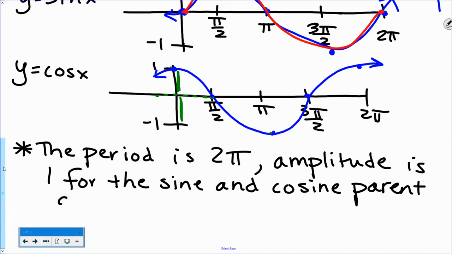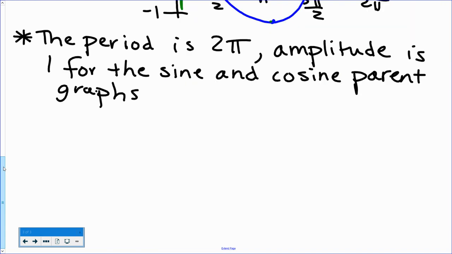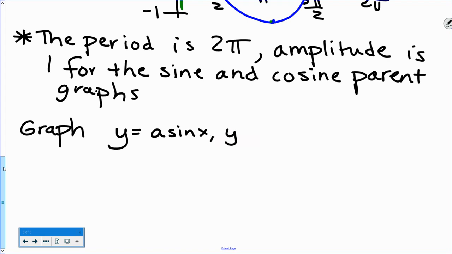In Algebra 2, we talked a lot about parent graphs and transformations and shifting things up and down and left and right, stretch, compression, reflection. The same thing can be done with cosine and sine graphs. Okay? So we're going to look into graphing things that are not just the parent graph. All right, and we are going to graph things in the form y equals a times sine of x, or y equals a times cosine of x. And we're going to do this for 2 periods.